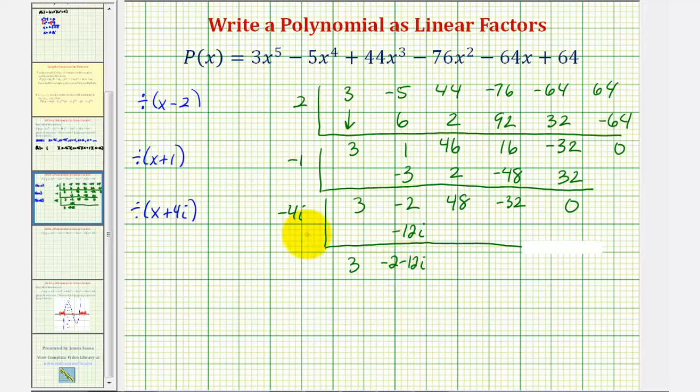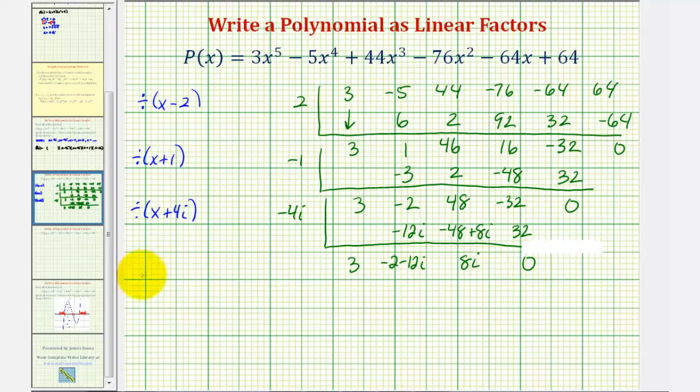We're going to multiply this by negative 4i. Let's multiply the two i terms first. Negative 4i times negative 12i would be 48i squared, or negative 48. And then we have negative 4i times negative 2, that's plus 8i. When we add here, those are opposites, so we're left with 8i. When we multiply this by negative 4i, it's negative 32i squared, or positive 32. Add, that's 0, and we're done. Notice how, again, the remainder is 0.